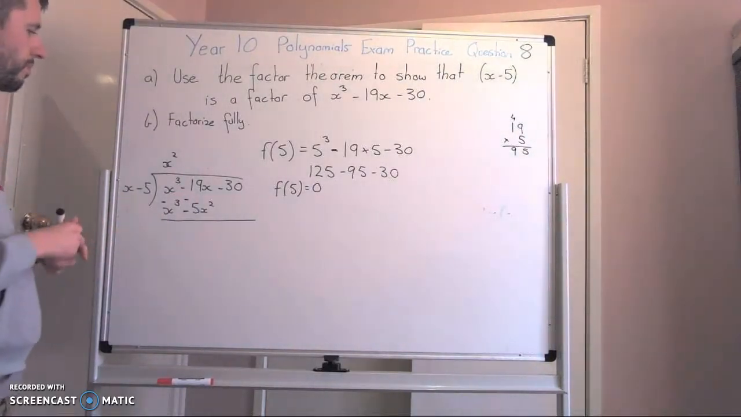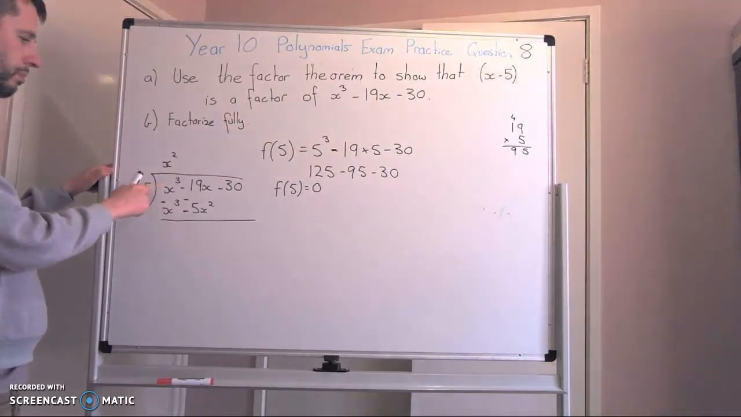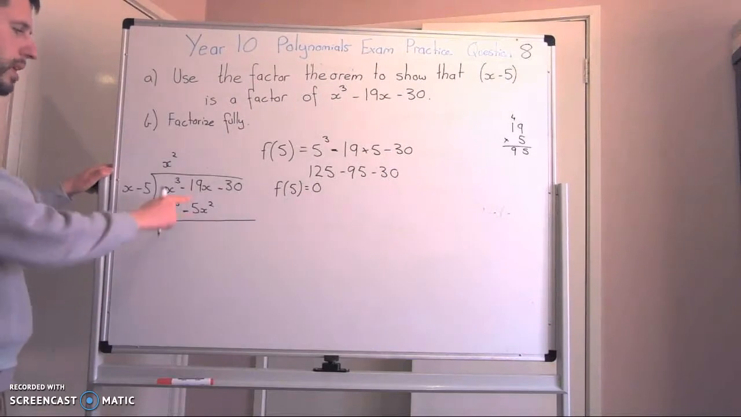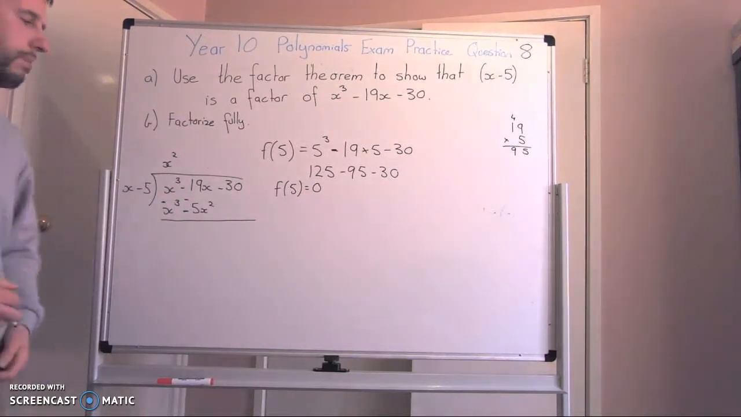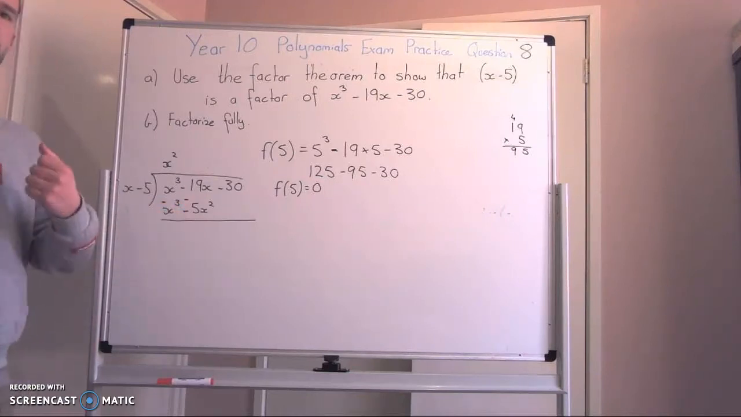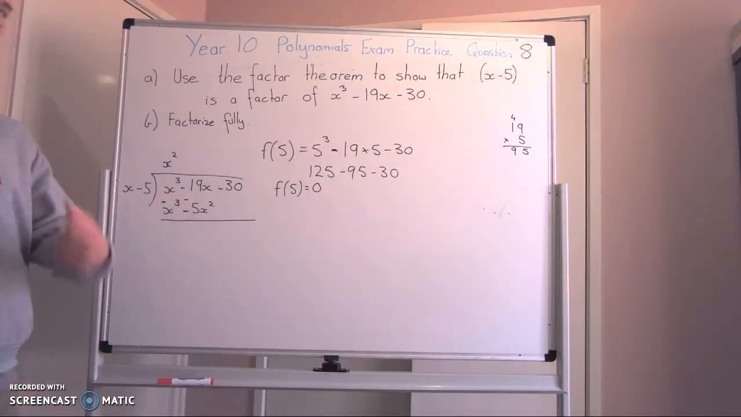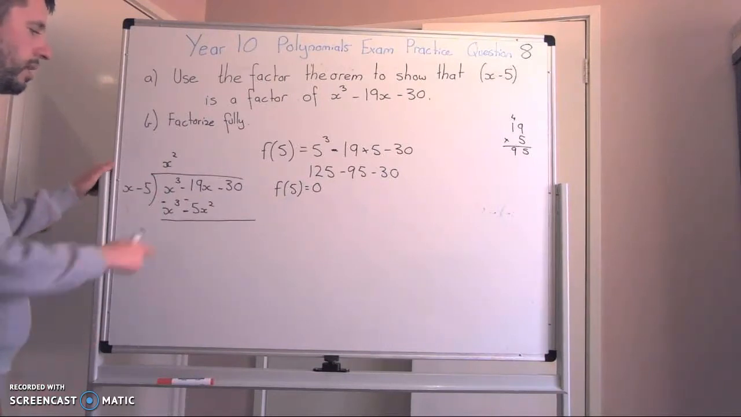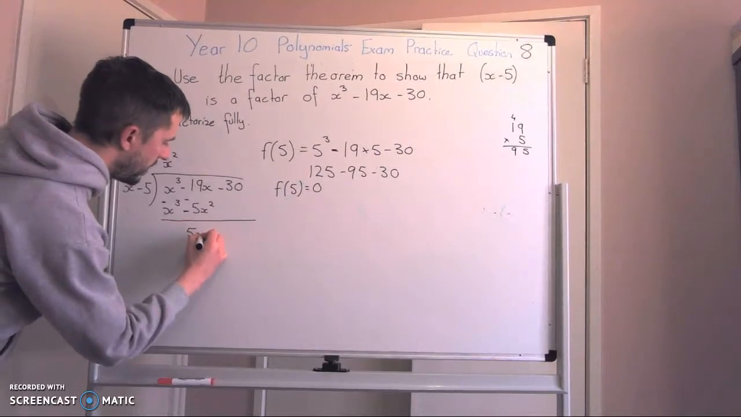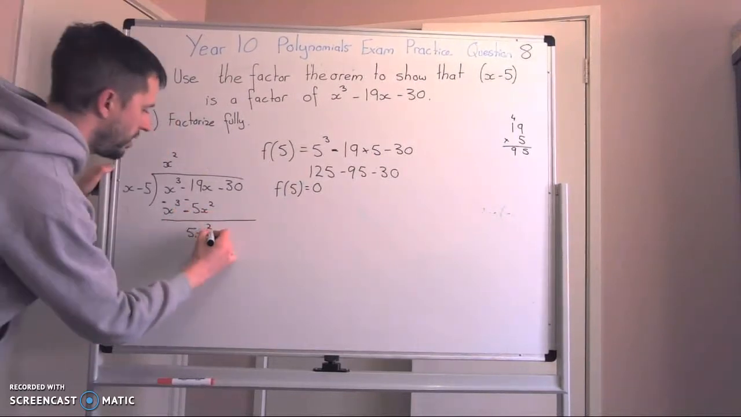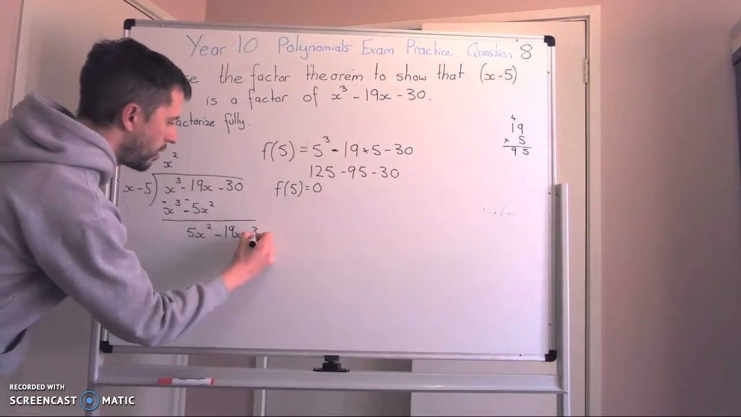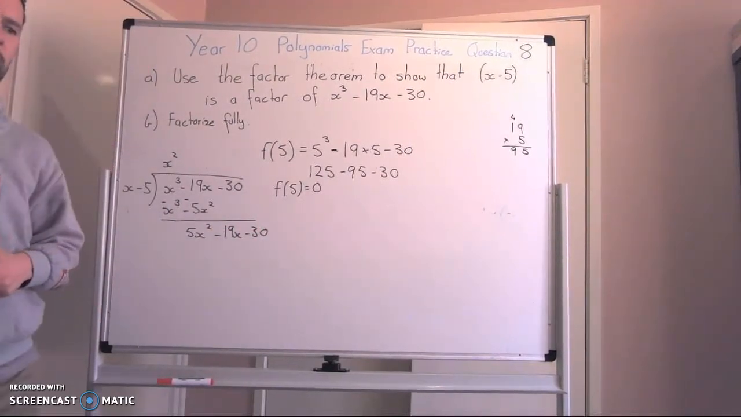Okay, so x to the power of 3 take away x to the power of 3 is 0. There's no x squared up there, so it's like me saying I've got 0x squared and I am taking away negative 5x squared. A negative and a negative becomes a positive, so it becomes 5x squared. Then I have left over negative 19x take away 30. And then I continue.